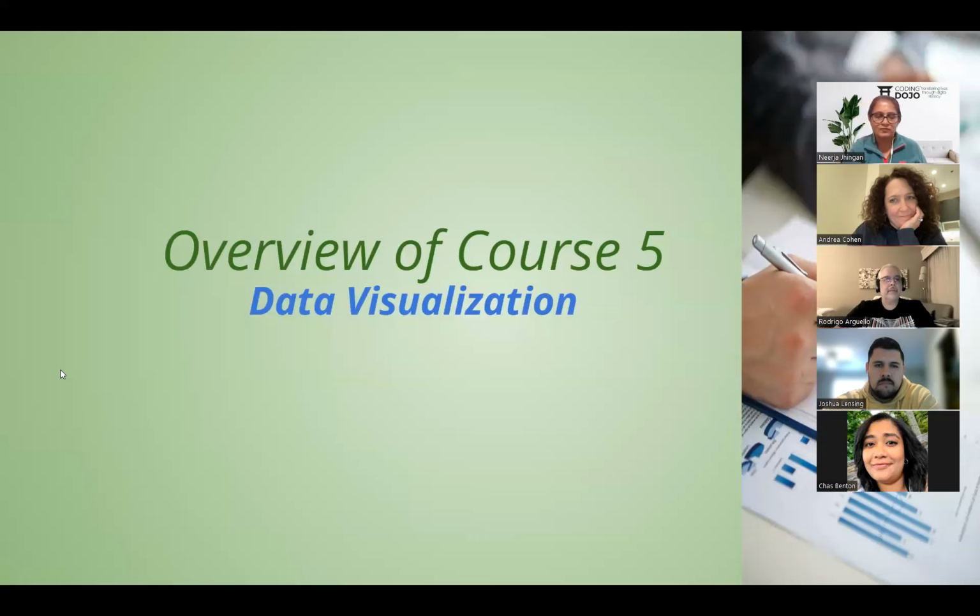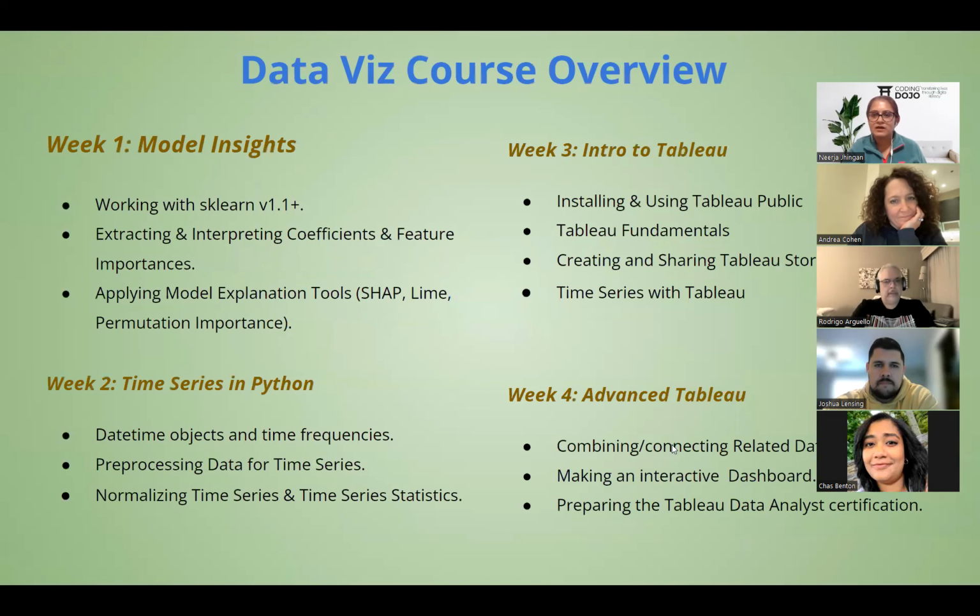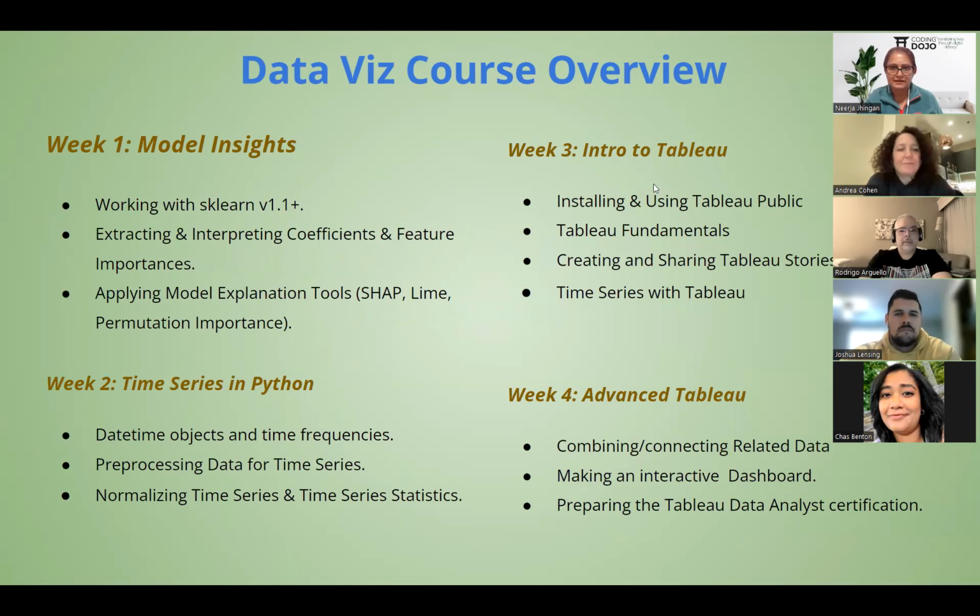Before moving ahead, we will go over the overview of course 5, that is data visualization, and what we are going to cover in this stack. In the first week, you will learn about model insights. As you have learned in the previous section, what you were doing with modeling, predictions and everything, here you will get a chance to dive more deeply inside the model. We are going to cover working with sklearn version 1.1 plus, extracting and interpreting the coefficients and feature importances, and applying model explanation tools, that is SHAP and LIME, and permutation importance.